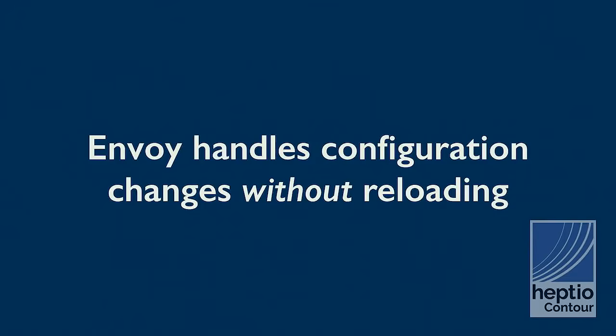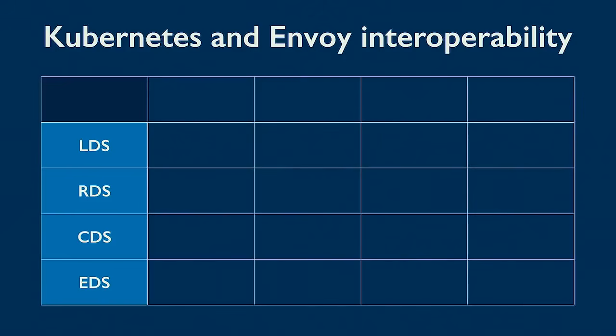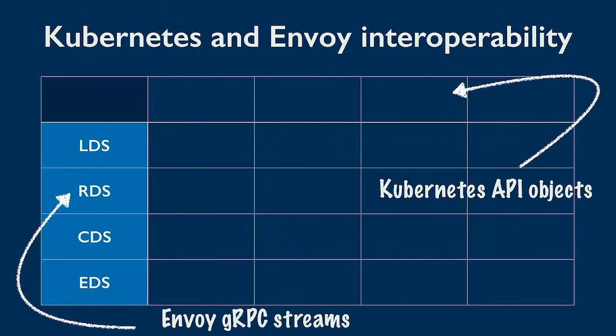There's no reloading, there's no writing config files to disk and hupping, there's no child processes and a long stream of processes that are hanging around waiting for connections to finish up. All of that is handled directly by Envoy because it's built to do this. And it turns out there are some really good synergies between the Kubernetes data model and the Envoy data model.